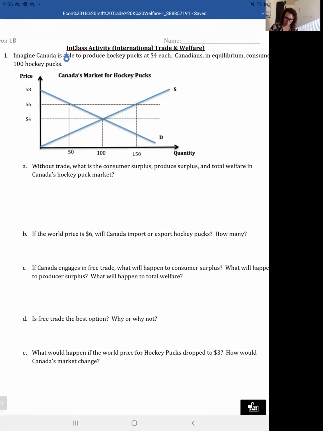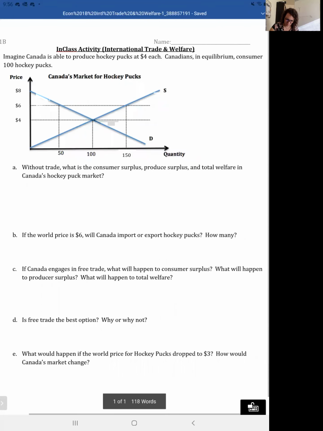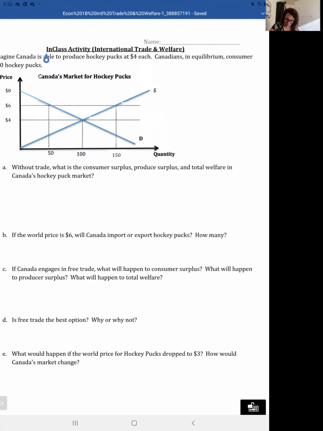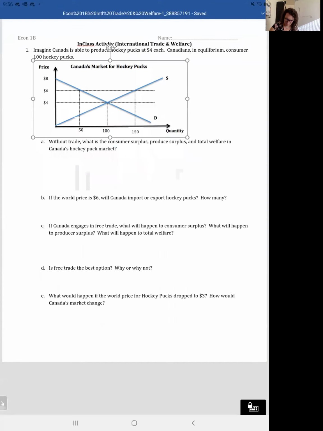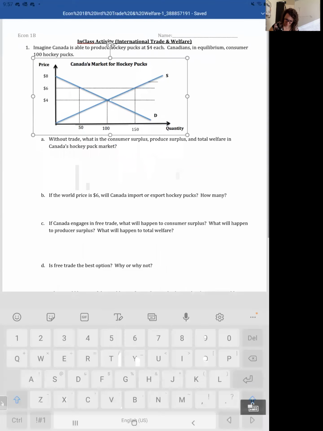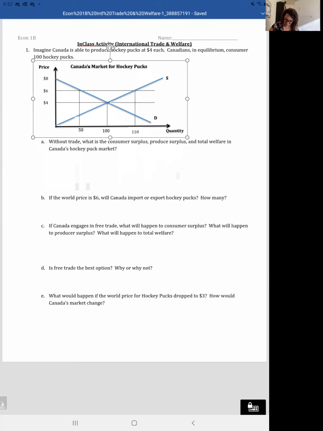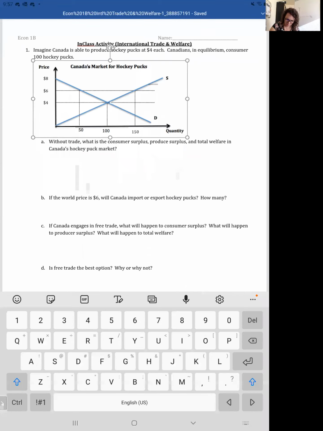So we've done this before. We just want to find the area of the triangle below the demand curve and above the price line. Okay, this isn't working. Never mind.